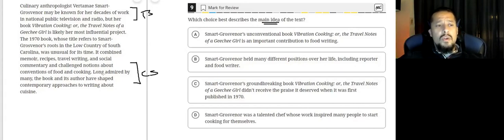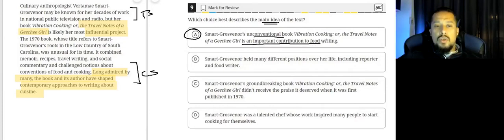And so if you read through, you're going to find that the book that we're talking about, the travel notes of a Geechee girl, right, is her most influential project. And then in the end, it is long admired by many. The book and this author have shaped contemporary approaches to writing about cuisine. Wow. So it's the most influential project. It shaped how others write their books. The best answer here would be answer A, right? The unconventional book is an important contribution to food writing.